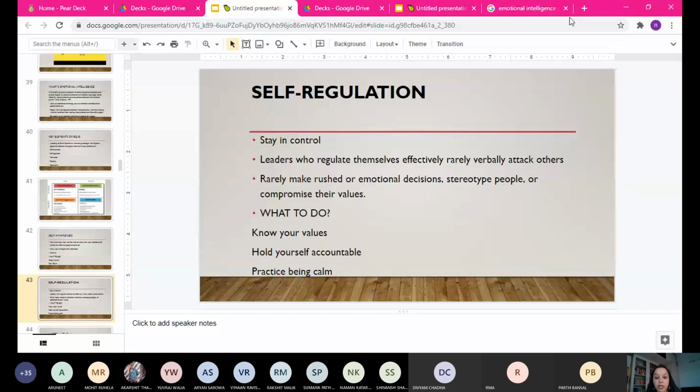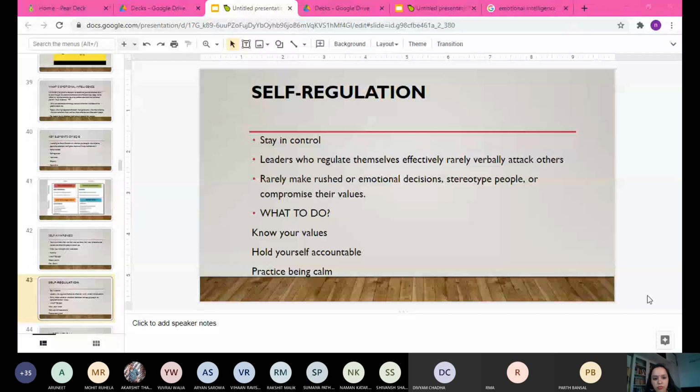Then we talk about self-regulation. Again, being in control, that's what we discussed just now, right? Leaders who regulate themselves effectively are able to avoid those verbal attacks on other people. That is, you are able to contain your emotions, you're able to pull the reins of the emotional horses. And compare that to those people who simply just react, right? They simply just blast off. So do you think these kinds of reactions, if somebody screams at you, shouts at you, blasts you off, have any kind of constructive change or influence over you?